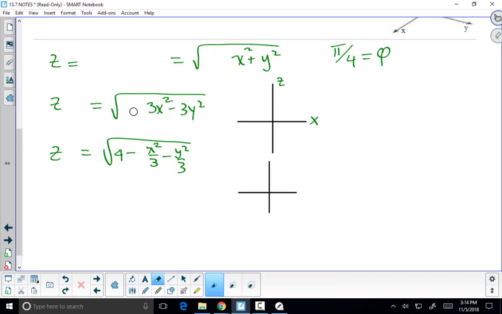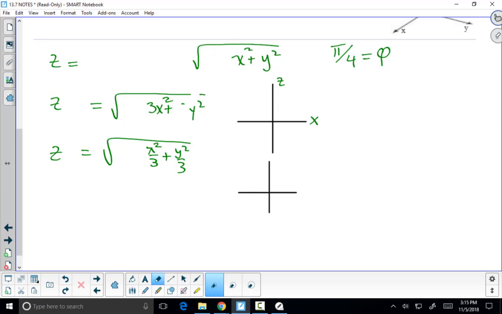I wrote my cones down wrong. These are cones. I thought we said 4 minus. This is a cone, right? If you let x be 0, you get z equals the square root of y squared, so z equals the absolute value of y. Or if you let y be 0, you get z equals the absolute value of x. I don't know why I had the 4 in there. So these are the 3 choices. That one's pi over 4.